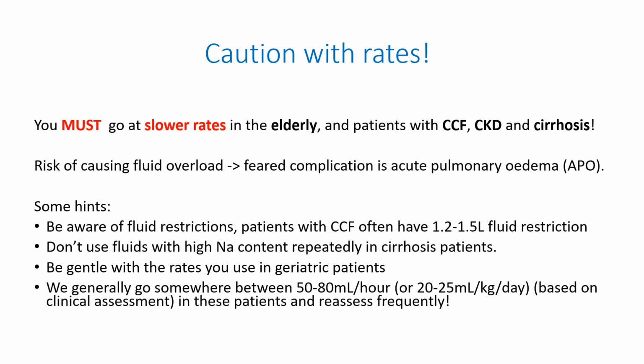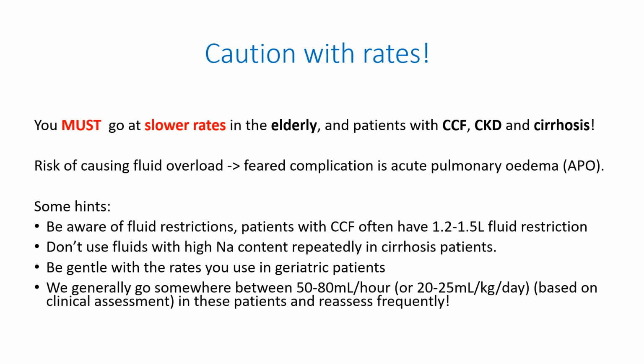I've already highlighted this earlier, but I want to re-emphasize. You must go slower at rates in the elderly and patients with heart failure, kidney disease, and cirrhosis. The risk is you can easily cause fluid overload in these patients, and the feared complication is an acute pulmonary edema. If you go a bit low with your fluids, the patient will become dehydrated and you can catch up. But if you give someone an APO, they can have a hypoxic arrest, and that's a bit harder to deal with. Things to be aware of.